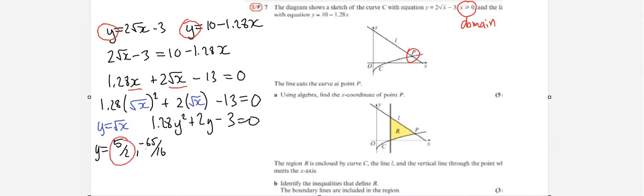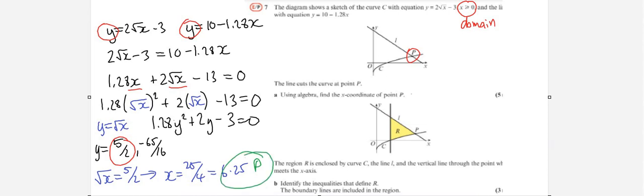Now remember the substitution. If y is equal to the square root of x, that means that the square root of x is equal to 5 over 2. And I want x. So x is equal to 5 squared, 25, over 2 squared, which is 4. Okay, and that is the x coordinate of point P. And we've answered part A.